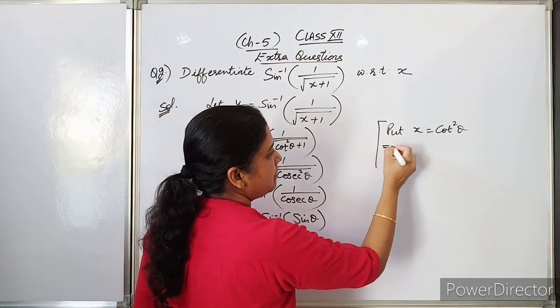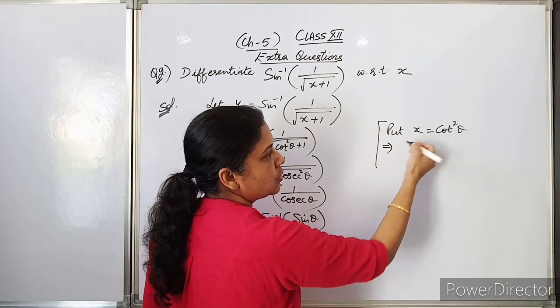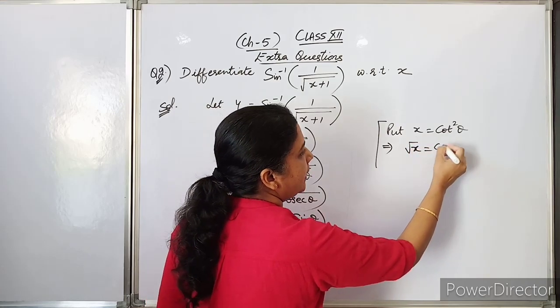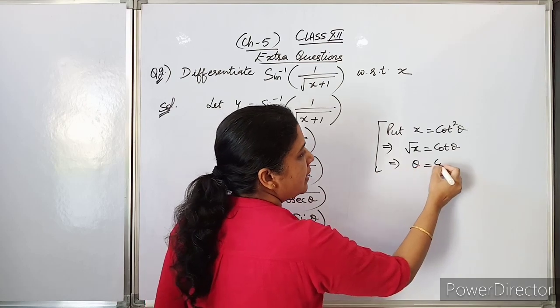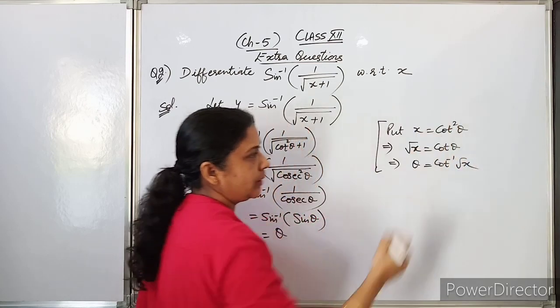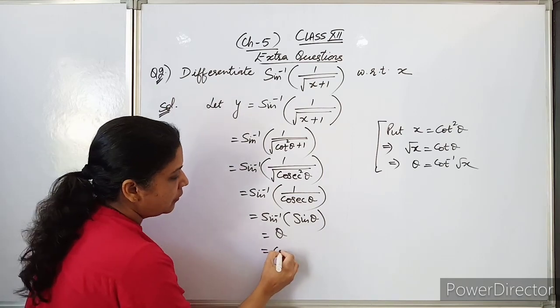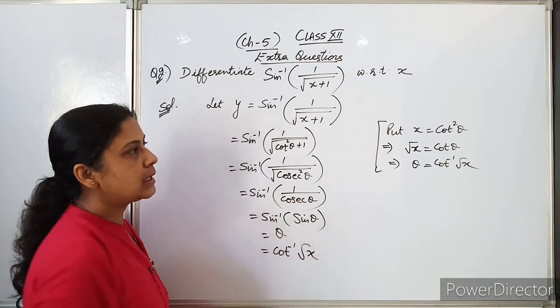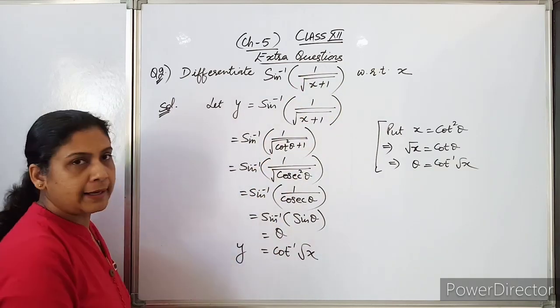So let's simplify from here. We had taken x is equal to cot square theta. If you take square root on both sides, we get root x is equal to cot theta, that is theta is equal to cot inverse root x. Before differentiation, we have to come back to our original variable because we have taken the help of substitution only to simplify the function. Now this is our y.